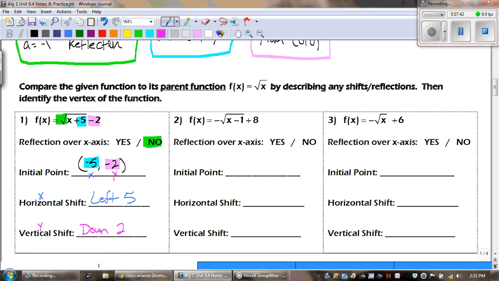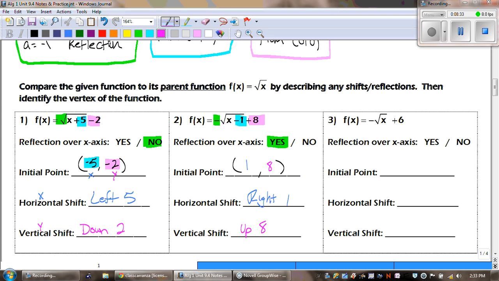Okay. What about number 2? Is there a reflection? You bet there is. Okay. So our initial point is going to be what? Positive 1, positive 8. And once again, we're getting that from the 8 and the negative 1. So our horizontal shift from left to right, since it's a positive 1, we're going to go right 1. And the vertical shift, we're going to go up 8.